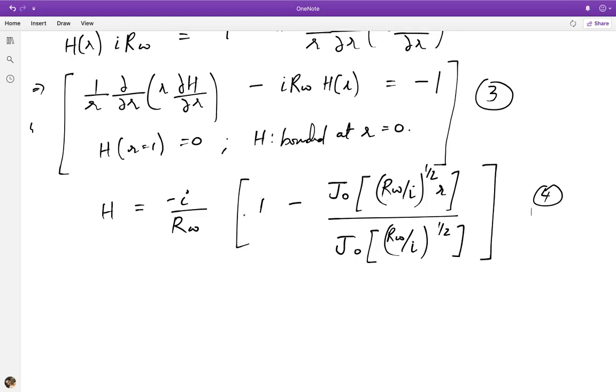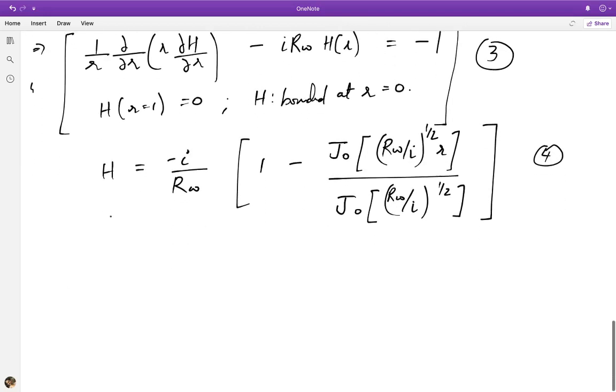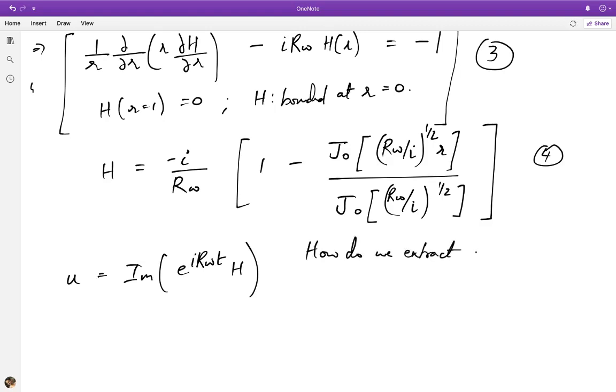So this is the full analytical solution to the problem for arbitrary r omega. Of course, this is just for the companion problem. So now remember that u is the imaginary part of u hat, which is e to the power i omega t times h. But now we have a problem, right? How do we extract the imaginary part analytically?